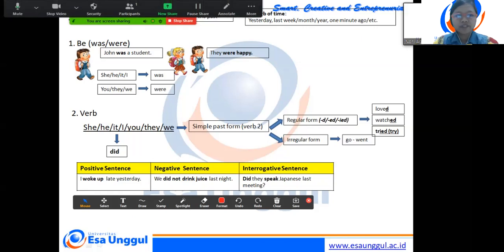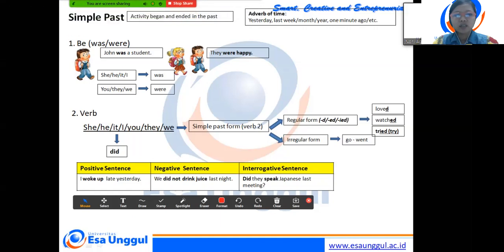The second type, verb. If the subject is she, he, it, I, you, they, or we, you can directly use the simple past form, or verb 2. In simple past, there are two kinds of verb. Regular form, you just put d, ed, or ied. For example, love, loved; watch, watched; try, tried. And irregular form, like go, went.